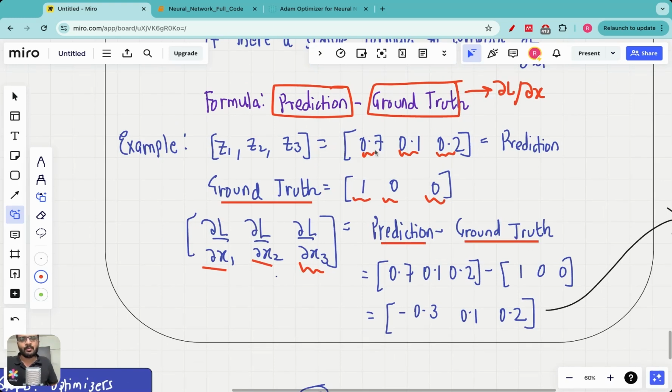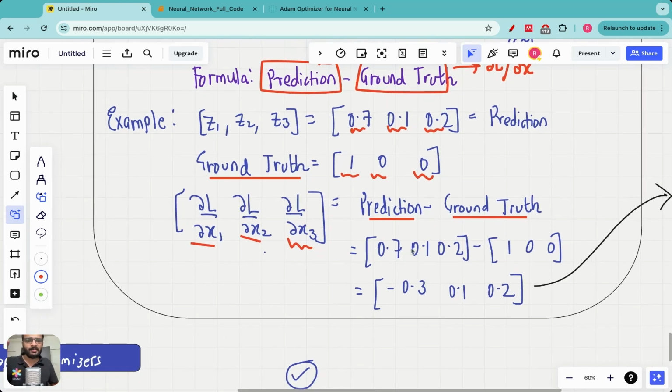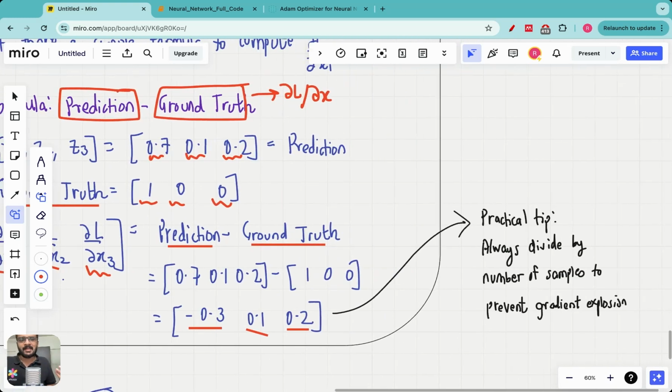So the prediction is 0.7, 0.1, 0.2, and the ground truth is 1, 0 and 0. So we'll just be doing 0.7, 0.1, 0.2 minus 1, 0, 0, and that is minus 0.3, 0.1 and 0.2. This is the partial derivative of loss with respect to the softmax inputs. That's it. It's as simple as that.